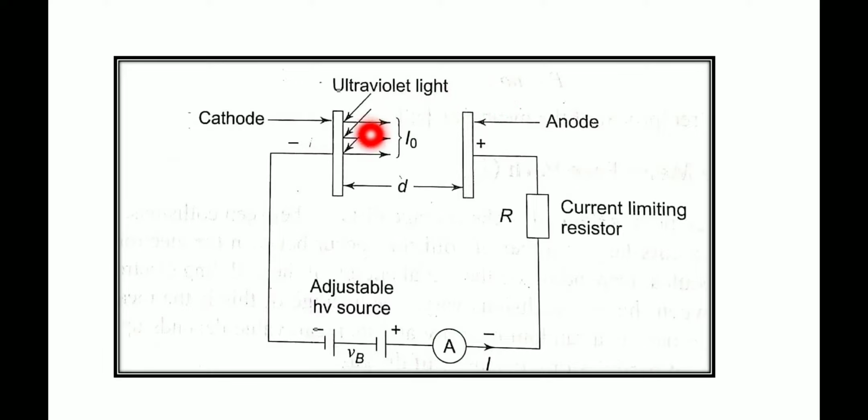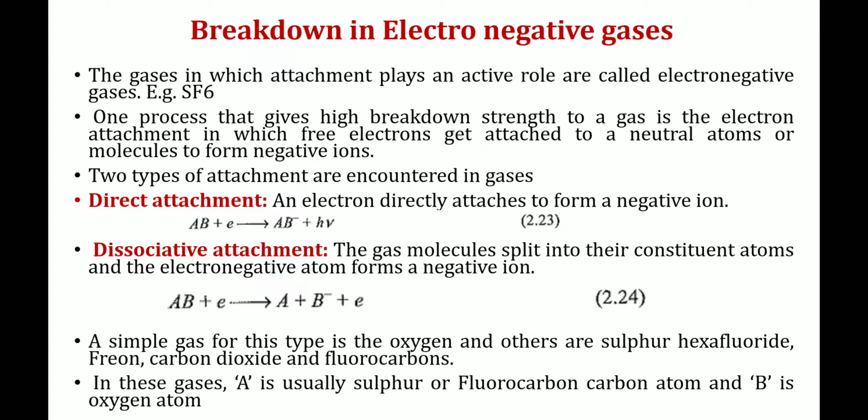The gas present between the electrode system, for example gaseous insulating media like oxygen, nitrogen, sulfur hexafluoride. So when the electron gets attached to the neutral gaseous molecules, negative ions are produced. The gas responsible for producing negative ions is called what? Electronegative gas. Okay, I think this is clear to all of you.